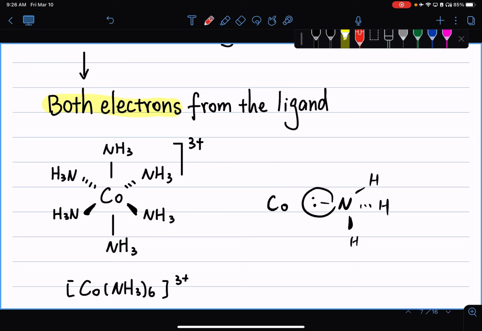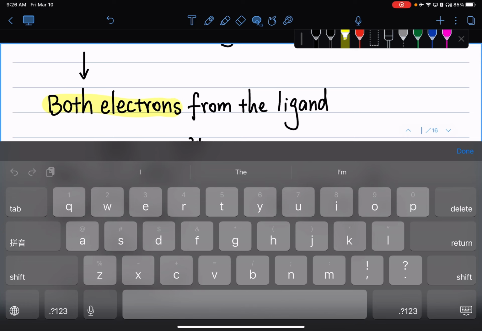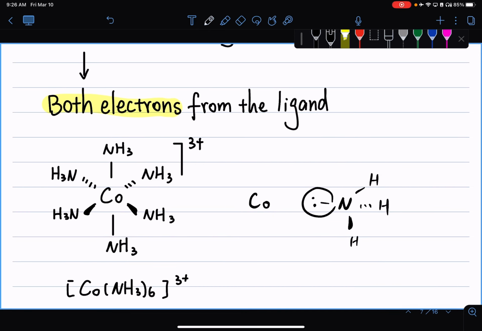So what we're proposing here in making this dative bond is that this lone pair of the NH3, both electrons in that lone pair, donate their electron density into an empty orbital of your d atomic orbitals of cobalt. So this is, again, a dative bond.